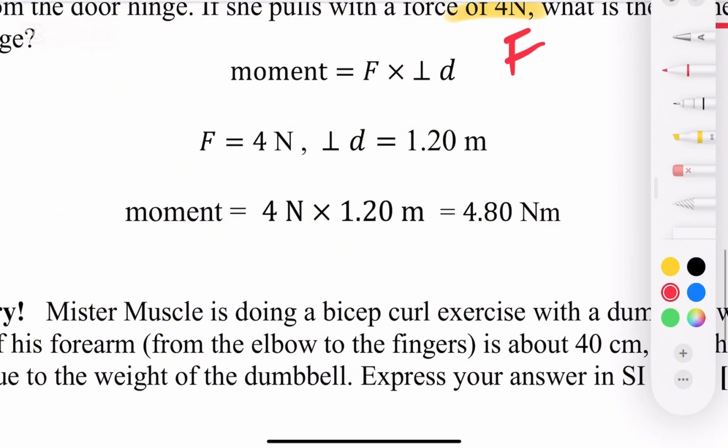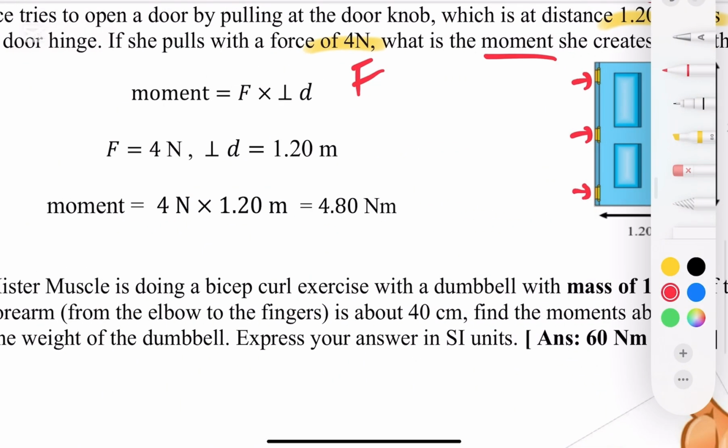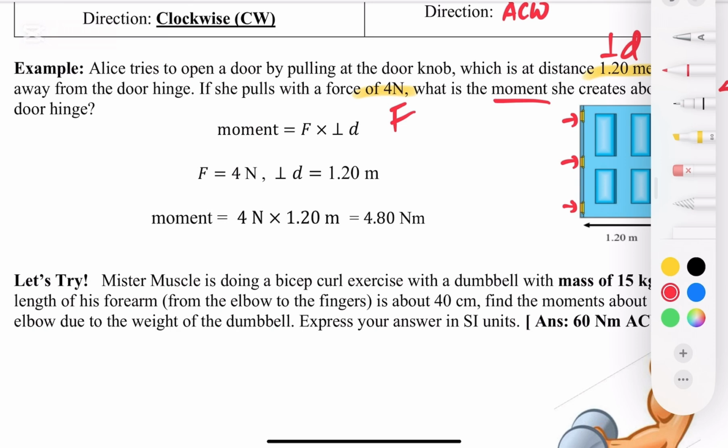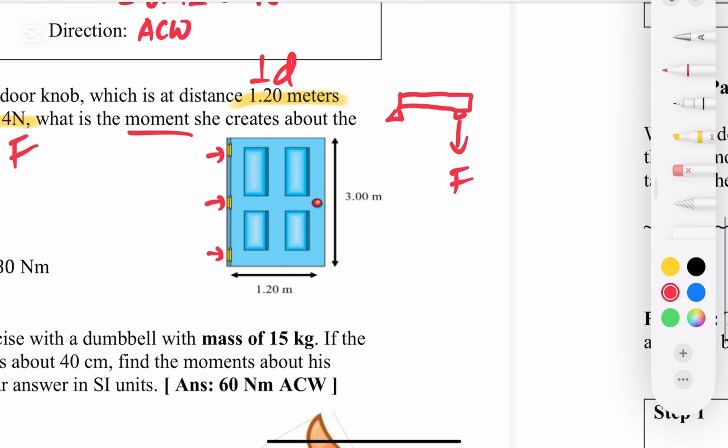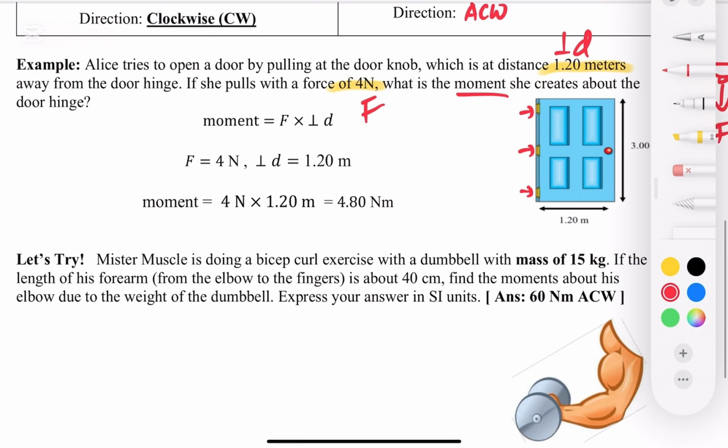So the usual formula applies: force times perpendicular distance, and you get the moment, 4.8 newton meters. In this case, we cannot tell the direction, is it clockwise or anti-clockwise, because it depends on where you view it from. If you view it from the top view, like I drew here, then yes, it is clockwise. But can you imagine if you view it from the bottom of the door, it actually looks anti-clockwise. So in this case, never mind, we will ignore the direction for now.